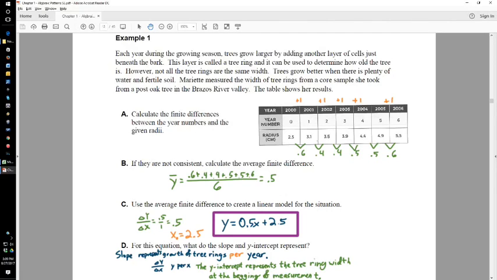Okay, and here's what I got. And there's different ways of saying this as well. The y-intercept represents the tree ring width, because that's what the y-intercept is measuring. We're measuring a width at time 0, so it's the ring width at time 0, which happens to be the beginning of measurement. Alright, and that's that. I'm going to pause and move on to the next section.